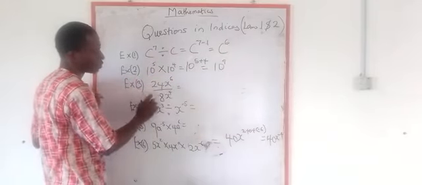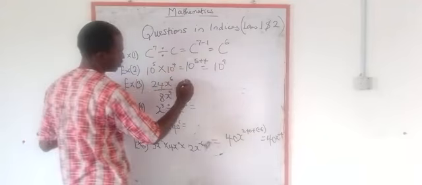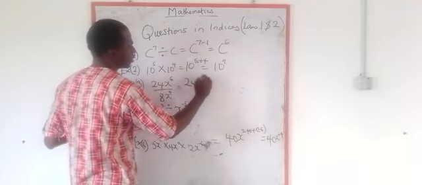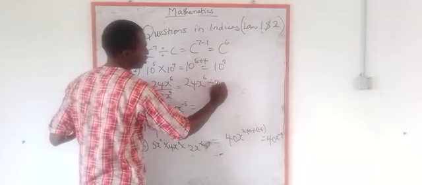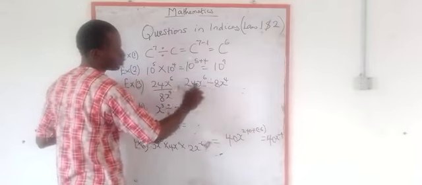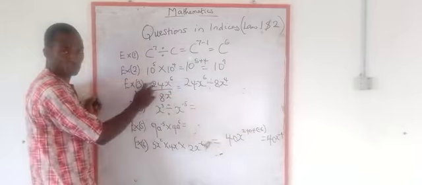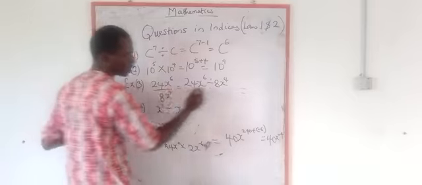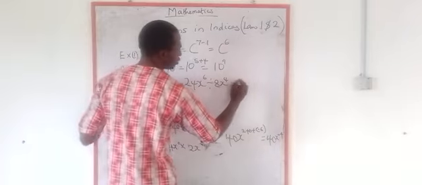Then this one is division. This sign means division. So it's the same thing as 24x raised to the power 6 divided by 8x raised to the power 4. Of which you know that division, this one we can divide. Because it's not the same base, you can divide. 24 divided by 8 will give us 3.